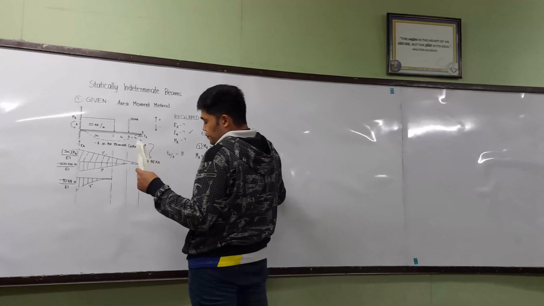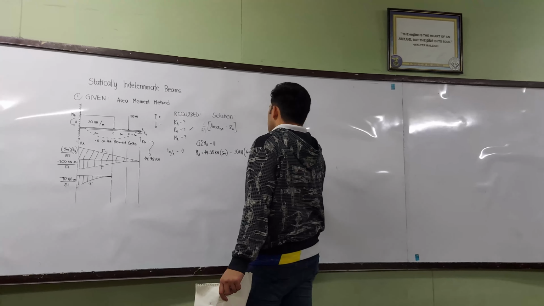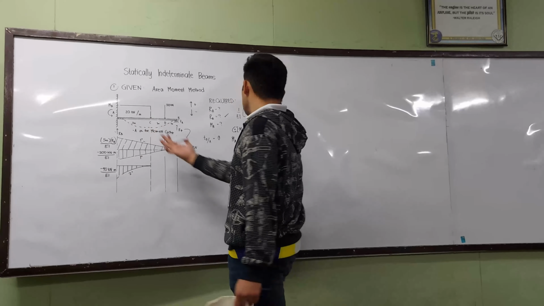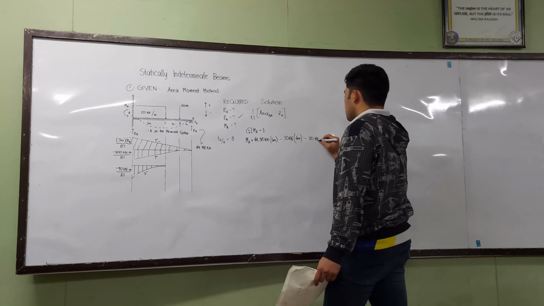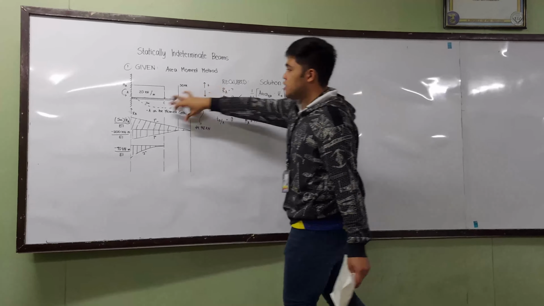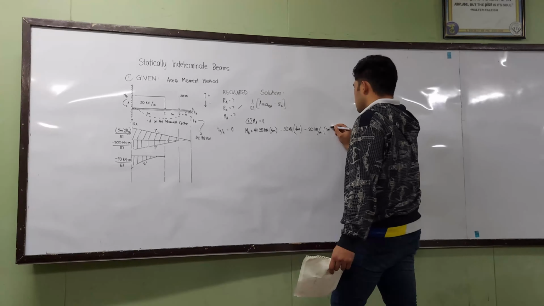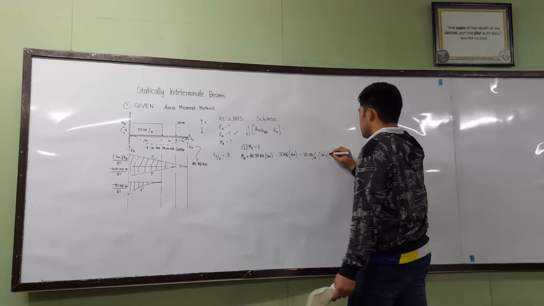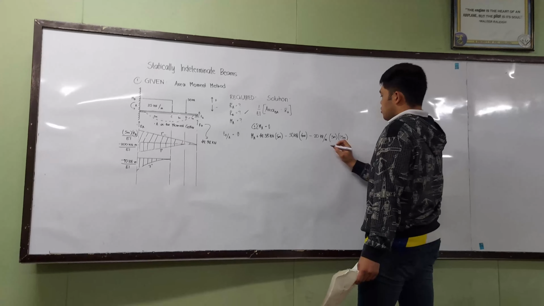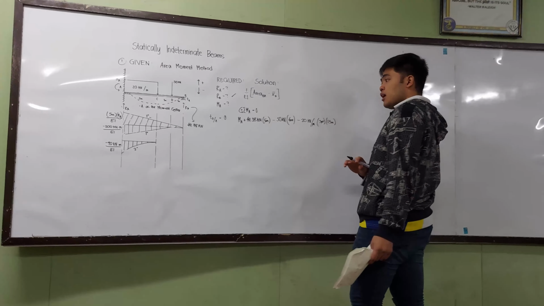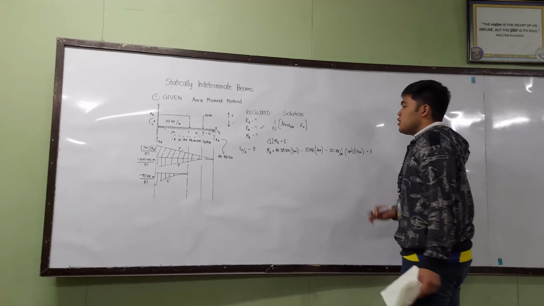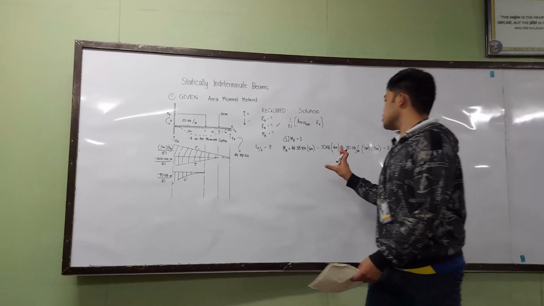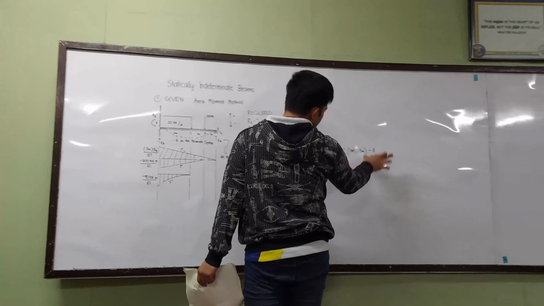And lastly, minus 20 kilonewtons since it's going downwards. And since this is a uniformly distributed load, it will be 20 kilonewtons over meters times the distance of it, so 3 meters, times the half distance, which is 1.5 meters. So by cancelling the units, it will be like this. Okay, it's equals to 0. And now, we just need to isolate MA. So we just need to transpose these values to the other side.